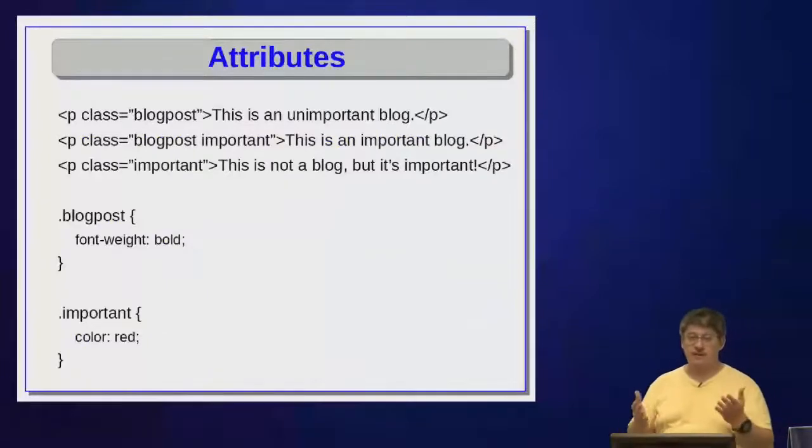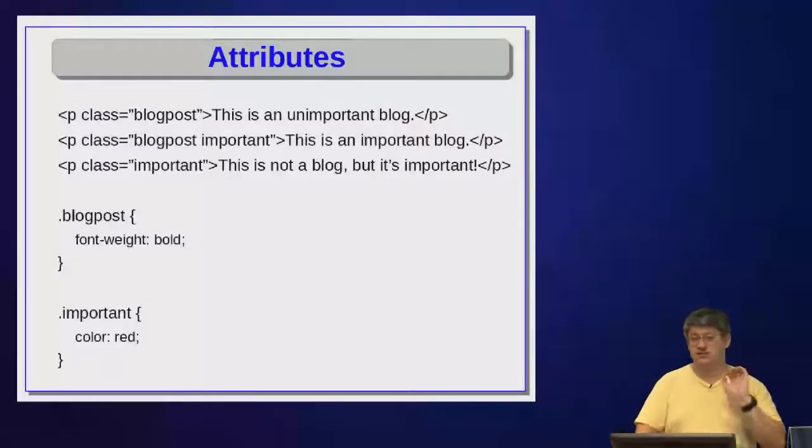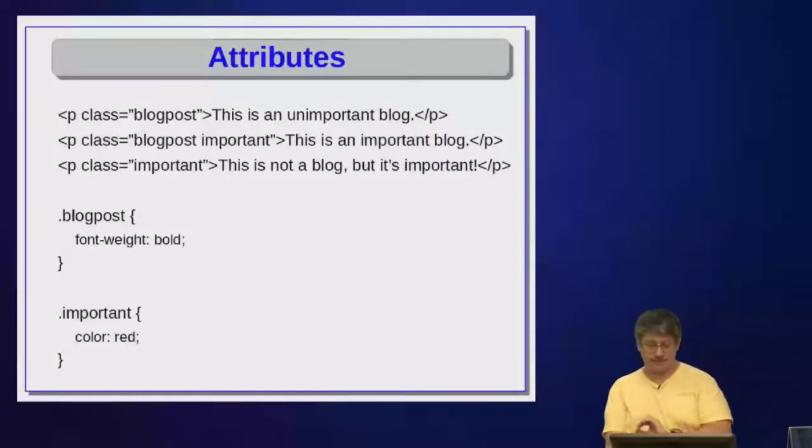So here I've got 3 paragraphs. The first has the class attribute set to blog post. The second one has the class attribute set to blog post important. So that second paragraph is going to be in 2 classes. It's going to be in the blog post class. It's also going to be in the important class. The last paragraph is only in the important class. So it's not a blog post, it's only important.